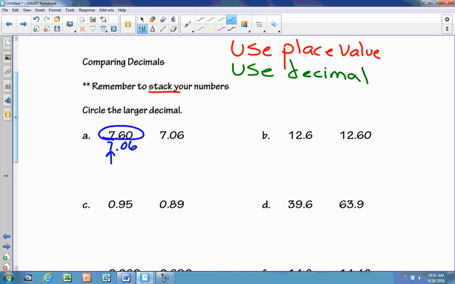If I go over to letter B, I have 12 and 6 tenths and 12 and 60 hundredths. If I line it up using my decimal, I see there's an empty spot up there, and because there's an empty spot, I fill it in with a 0. And now I can see that these two are actually equal.